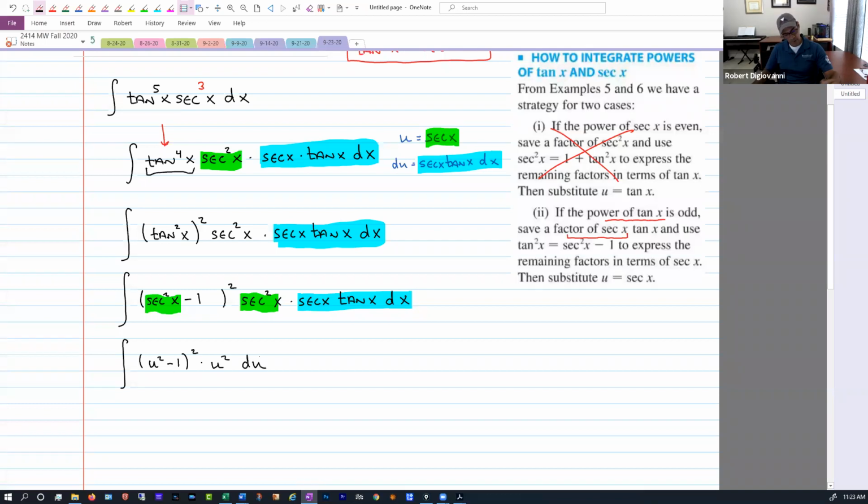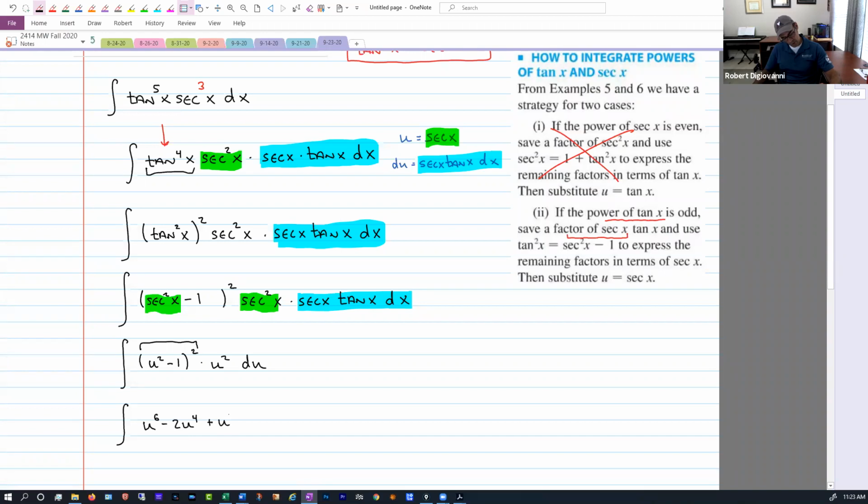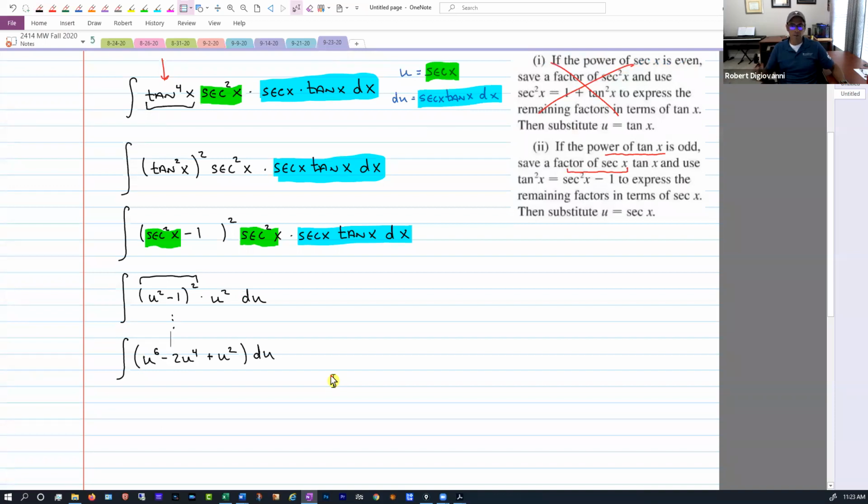There you go. And now, everyone, we're back to a polynomial, right? Now we just expand or do whatever we need to do. I'm going to go ahead and do that in my head, which would be u to the fourth minus 2u squared plus 1. And then I'm going to hit it with the u squared. So that's going to be u to the sixth minus 2u to the fourth plus u squared. So I'm not showing that work. I'm just going to say dot, dot, dot. I trust that you could get to that. And now term by term integration, just one at a time.